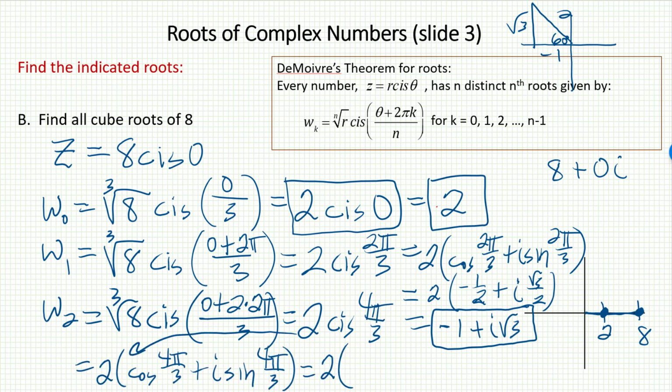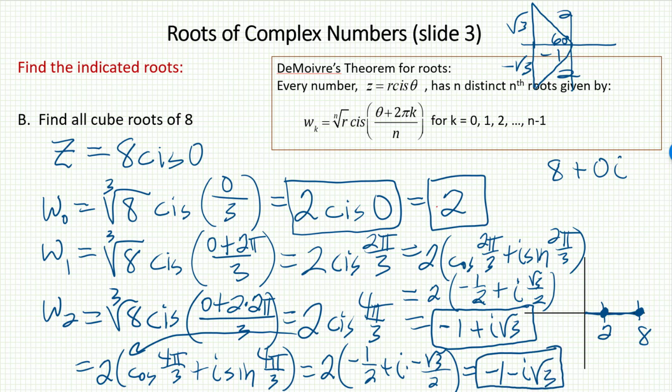Let's see, I'll need a new picture, although it's really very much the same. 4 pi over 3 is just the symmetrical triangle over here in the third quadrant. So the only thing that changes is the square root of 3 is now negative instead of positive, which means my values will be the same, just both negative. So negative 1/2 and negative square root of 3 over 2. Once again, the 2's cancel, and so I end up here with negative 1 minus i root 3. That is the third and final cube root of 8.